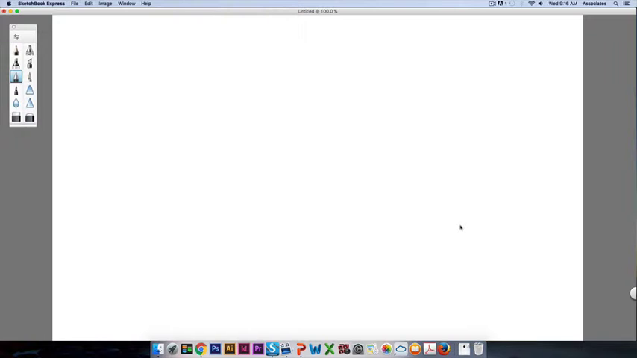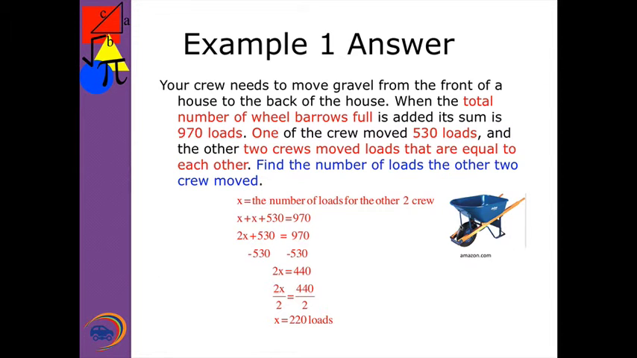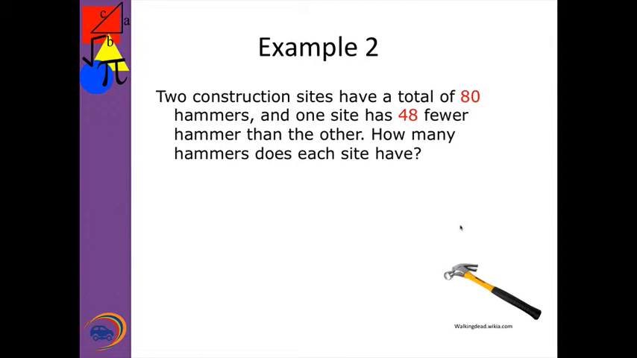Let's go back to our PowerPoint. Let's see if I worked it out. Oh, I did, and I got the exact same answer. Yay. All right, now example 2. It says the construction sites have a total of 80 hammers, and one site has 48 fewer hammers than the other. How many hammers does each site have?